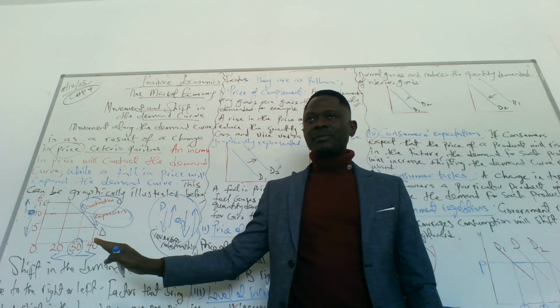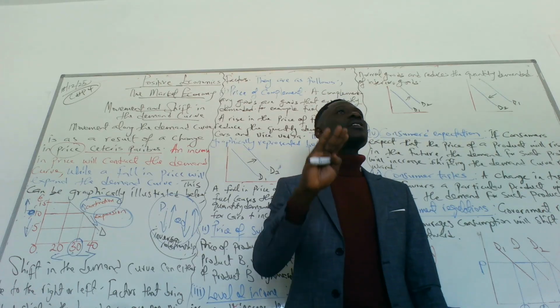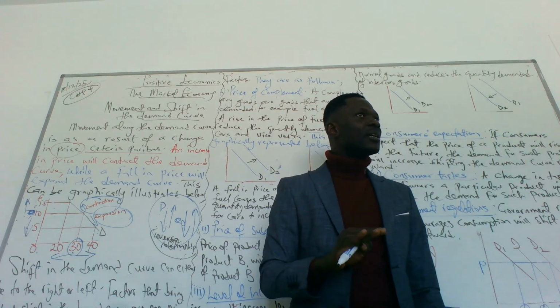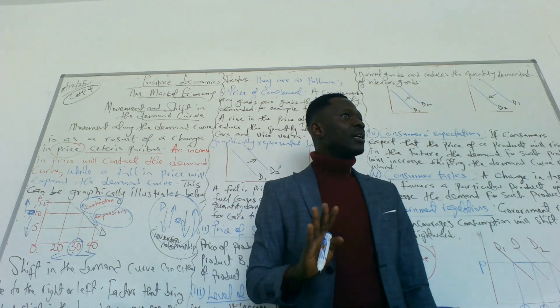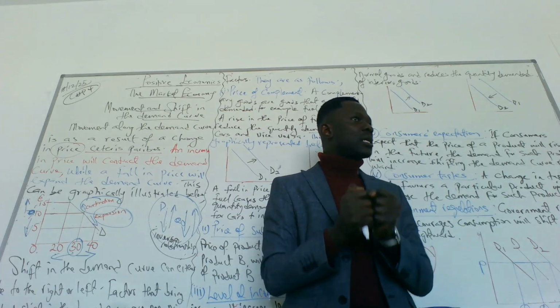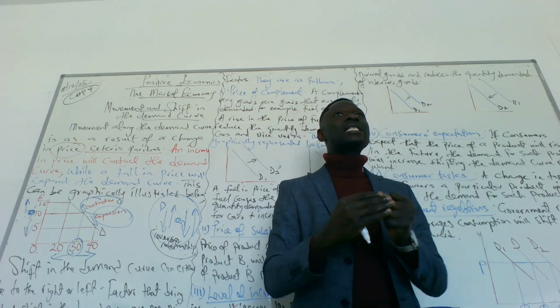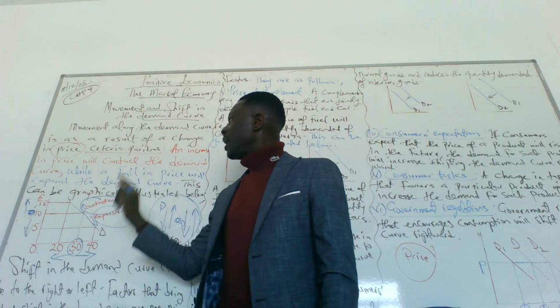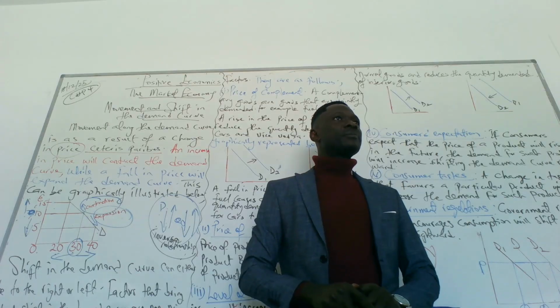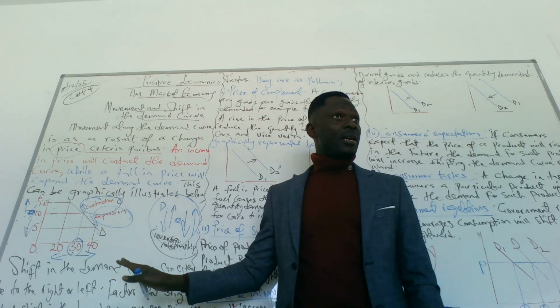Do we get it? There's movement along the demand curve because there's a change in price. Increase in price or decrease in price will bring about a change in price. An increase in price contracts the demand curve. A fall in price expands the demand curve. And that is what we saw here. Any question about movement? I'm clear, right? Yes. Good.